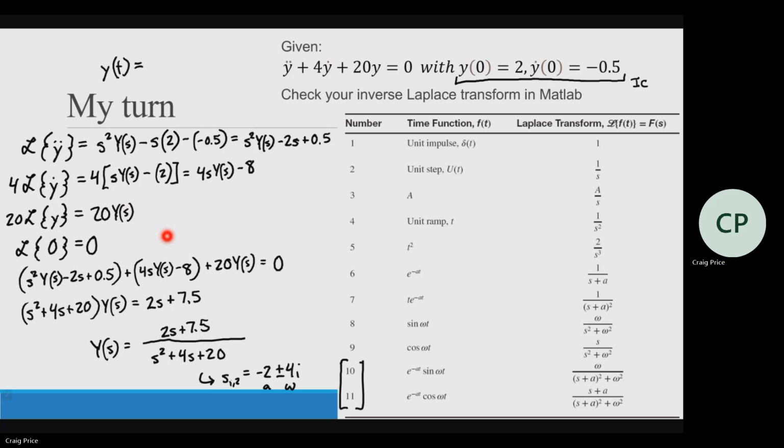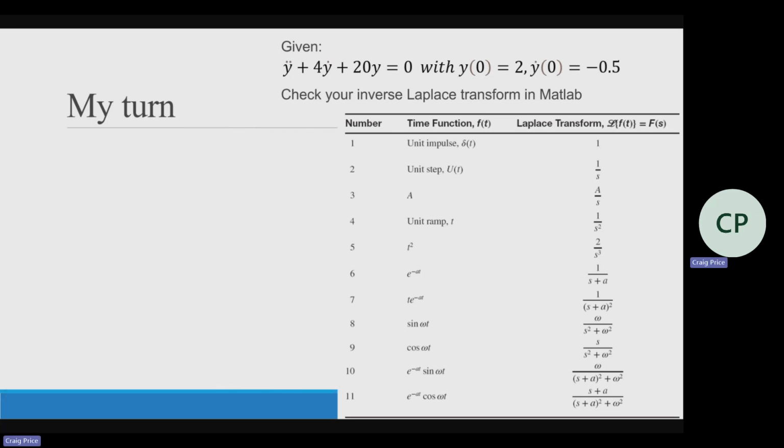Uh-oh. I don't have my answers. Guess we'll just have to solve this for real. Are you ready to go to the next slide? Any questions about this? All right, next slide, please.